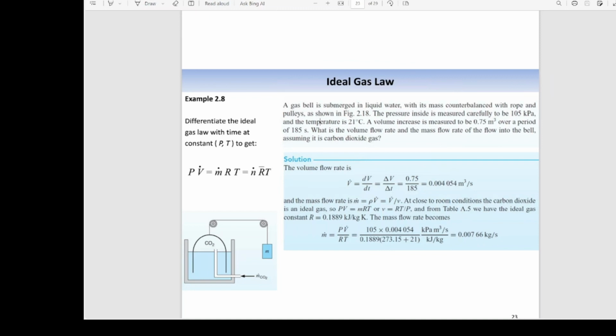We can apply the mass flow rate equation. So pressure is given times the volume flow rate, which we determined, and then just divided by R times T, where you just make sure you have this represented as an absolute temperature. And then you can just solve very easily for the mass flow rate.